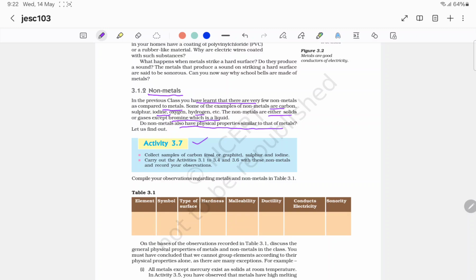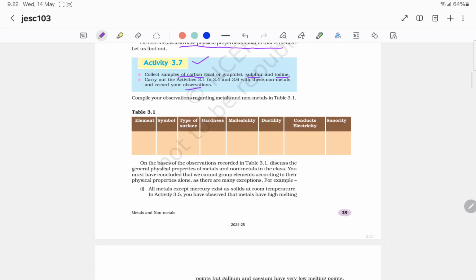So we will do an activity here, activity 3.7. Collect samples of carbon, coal or graphite, sulfur and iodine. Carry out the activities 3.1, 4 to 6 with these non-metals and record the observations. Means we will check for hardness, malleability, ductility, conducts electricity or sonority, types of surface, whether lustrous or not. So we will check all these properties for the non-metals.